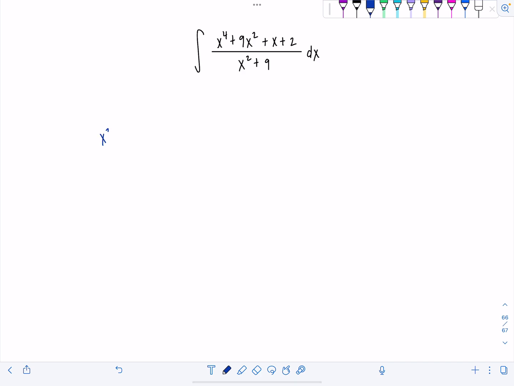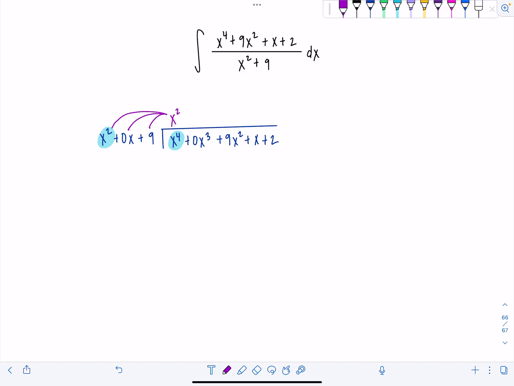I'm going to divide the denominator, putting a placeholder in for x to the first, into the numerator. So x to the fourth, there's no x cubed, plus 9x squared plus x plus 2. If you like to just leave a space instead of writing 0x cubed, that's fine. Whatever works for you. So x squared into x to the fourth. I just think, what do I need to multiply x squared by to make it x to the fourth? Why, another x squared. And then this distributes through the divisor. So we'll have x to the fourth plus 0x cubed plus 9x squared, and then now I subtract this row from the row above it.